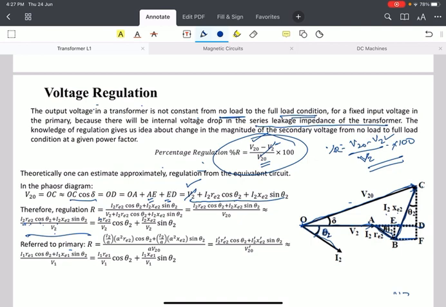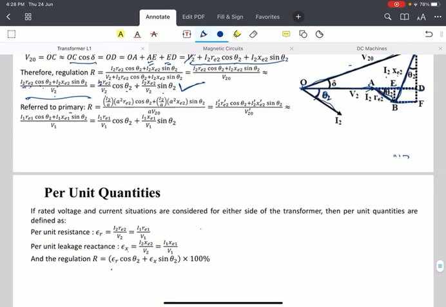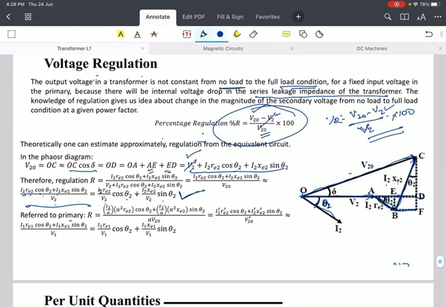Just by splitting this equation we can get I2R2 by V2 cos theta 2 plus I2X2 by V2 sin theta 2. So this is the regulation of the transformer. Percentage regulation means it into 100%. So this is the regulation of the transformer, which we are considering with respect to V2, meaning the secondary voltage.